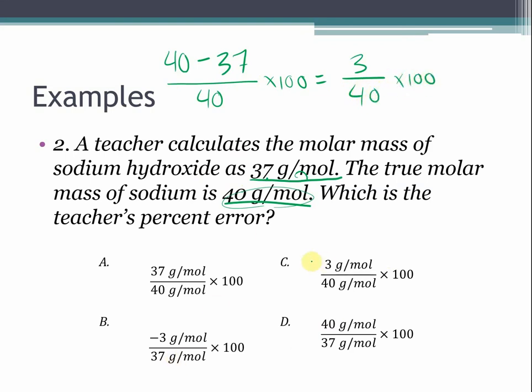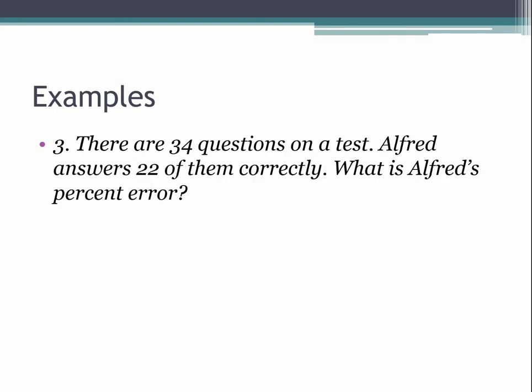And if we look down here, obviously these have units in the answers, but as far as numbers go, we have 3 over 40 times 100, 3 over 40 times 100. Answer choice C was the teacher's percent error. All right, let's go through one more together, and then y'all will have a chance to practice on your own a little bit. So example number 3 here.